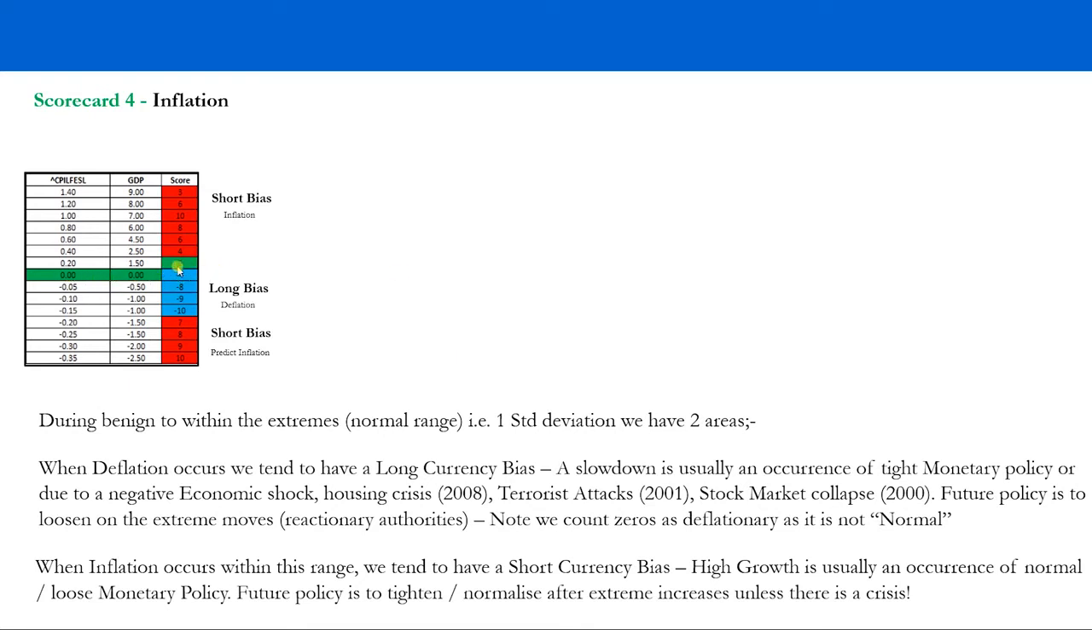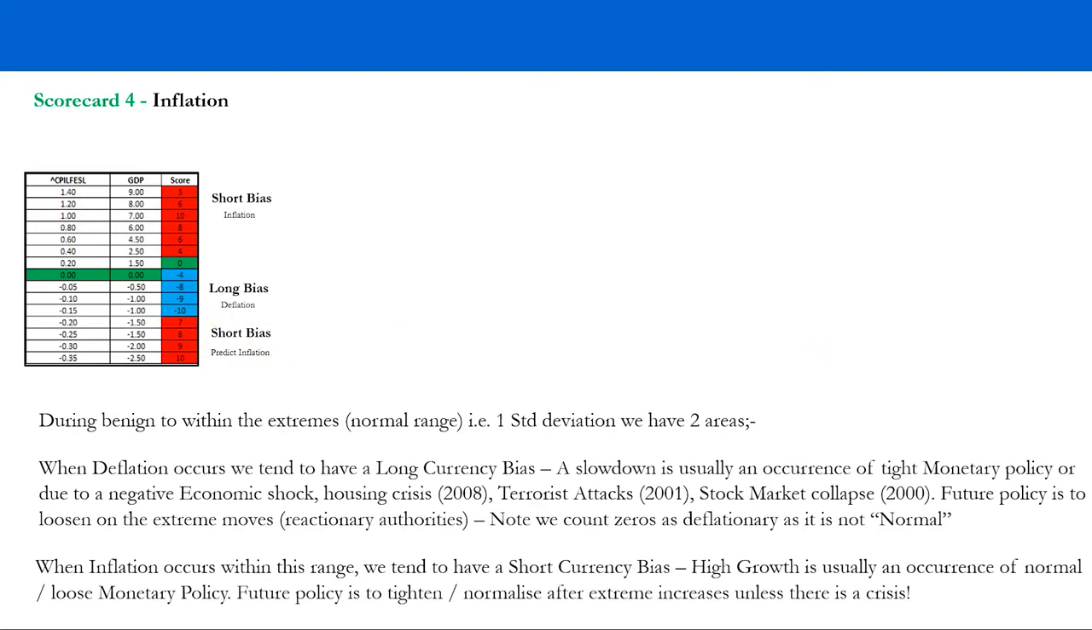Zero gives us a deflationary reading and a long bias. We have a long bias with more conviction until we get to around here, and then we have to be prepared to flip around. We have to be prepared to predict action and predict inflation in the future and flip to a short currency bias.